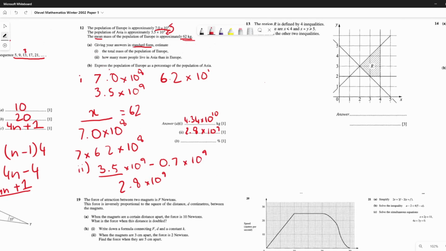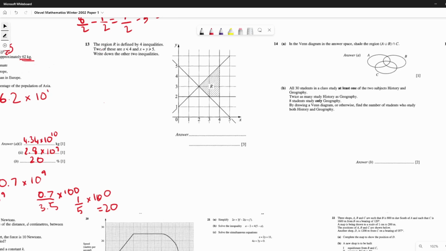And lastly, we have to express the population of Europe as a percentage of the population of Asia. So we've already expressed the population of Europe like this, so we can simply do 0.7 over 3.5, and I'm not going to write the 10 to the power of 9s because they would just cancel out, it's being divided, but we can just multiply this by 100, and we already know that this would be 1 over 5 into 100, which equals 20, so this is 20%.